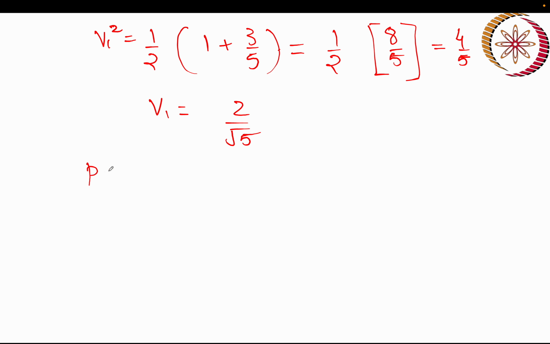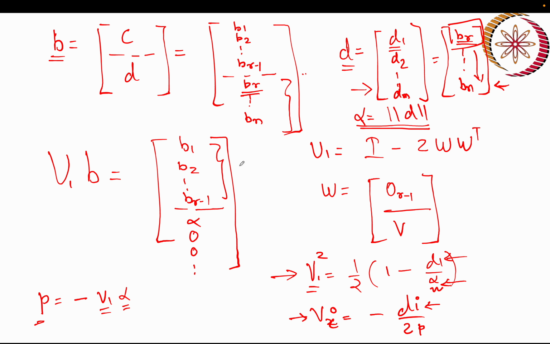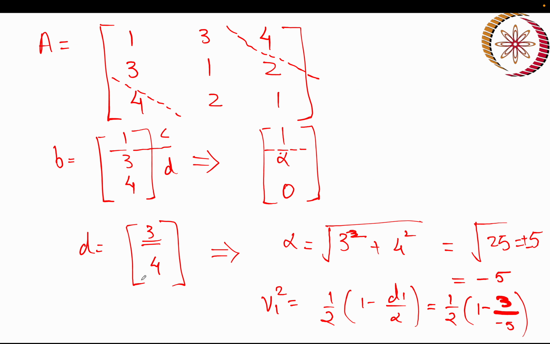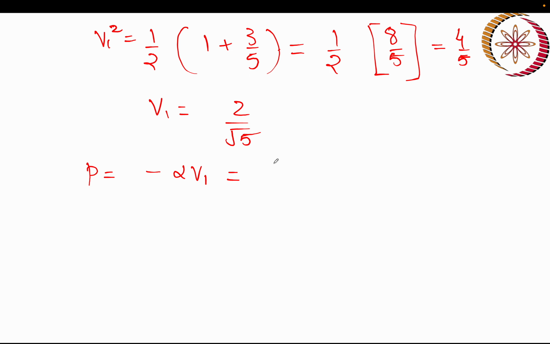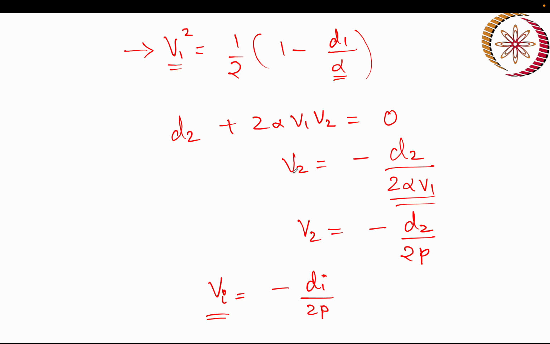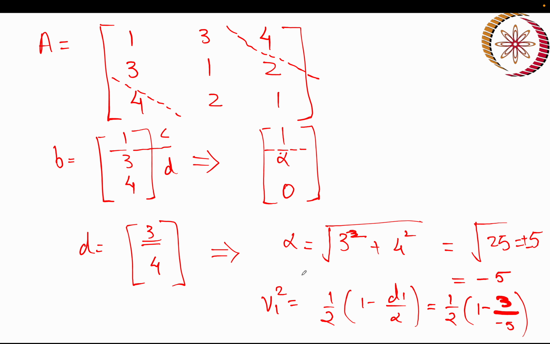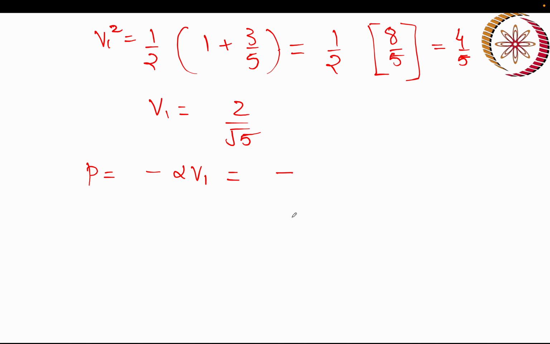And we will find out p is equal to minus alpha v1, that also we have derived here, p equal to minus v1 alpha. So minus alpha is what? Alpha is the magnitude of d vector, so the magnitude is minus 5. So the magnitude of this d vector is alpha, but now we have chosen the sign based on the d, which is minus 5, and v1 is already 2 by square root of 5, so p will be 2 square root 5.